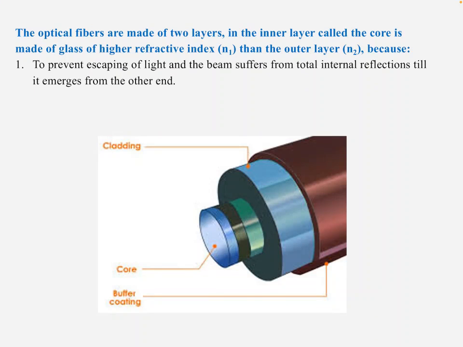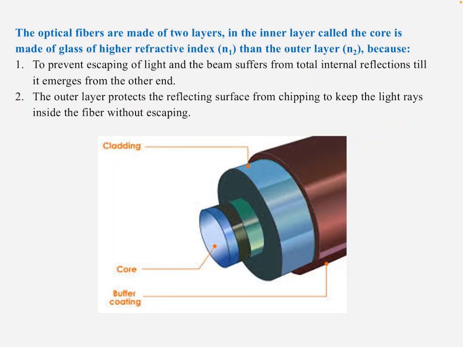Why do we have optical fiber of two layers? To prevent escaping of the light, and the beam suffers total internal reflections till it emerges from the other end. Another thing, the outer layer protects the reflecting surface, to keep the light rays inside the fiber without escaping.